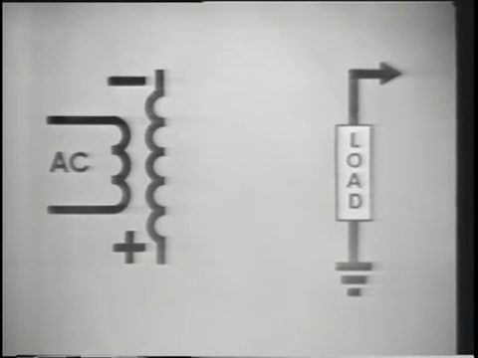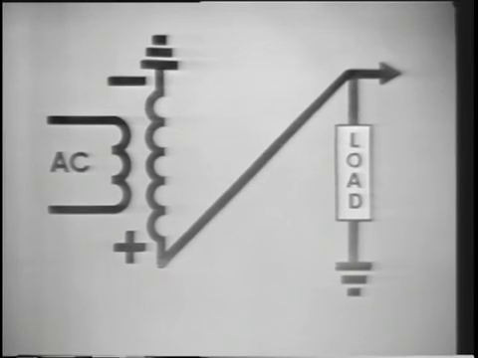Now, the bridge rectifier electronically switches the transformer connections like this. The load is connected to the bottom or positive end of the secondary, and the ground is connected to the top or negative end of the secondary. Now notice that the load is always connected to the positive end and ground is always connected to the negative end of the secondary. This is true if we want a positive output voltage.